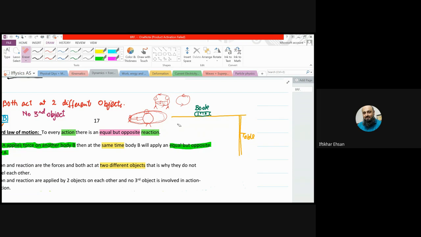So if Earth applies force on the book, the reaction will be applied by the book on the Earth. No third object is involved. You were just concentrating on the table. It says if weight is the action. So weight is the downward force applied by the Earth on the book. So reaction will be, can you write? Reaction will be upward force applied by the book on the Earth. Can you understand? Sarosh, will you be able to understand? So you're saying normal force, and you have given the cause as the book itself on the Earth. Yes. Hassan, samajh aa jayega beta? Yes, sir. Okay. Acha beta ji.